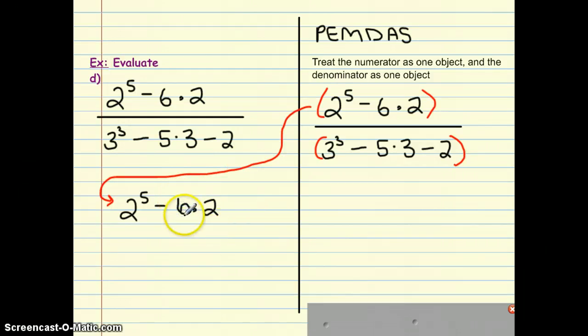There we go. So, looking at this, we're going to figure out the answer for this, and 2 to the 5th power is 2 times 2 times 2 times 2 times 2, otherwise known as 32. And then we're just going to drop everything down.